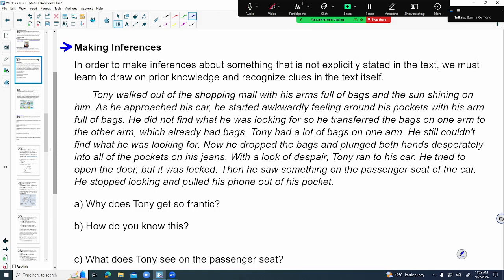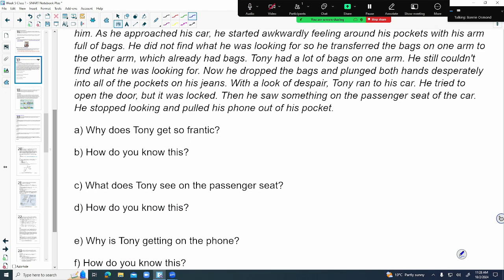With a look of despair, Tony ran to his car. He tried to open the door, but it was locked. Then he saw something on the passenger seat of the car. He stopped looking and pulled his phone out of his pocket. Okay, so you might have been thinking that he was looking for his phone, but no, he pulled his phone out of his pocket. So what do you think he's looking for?